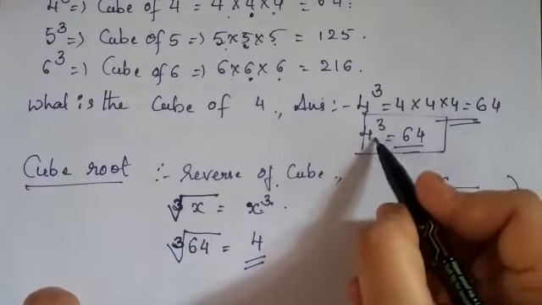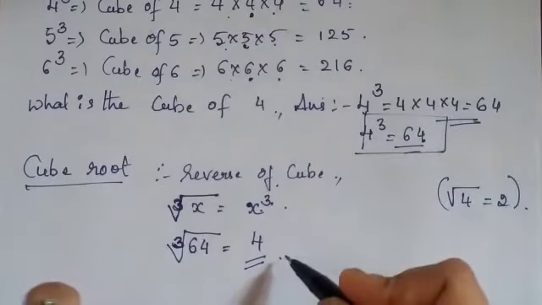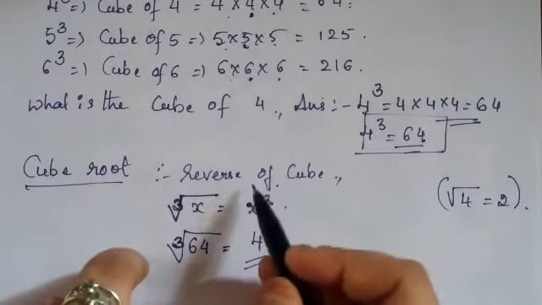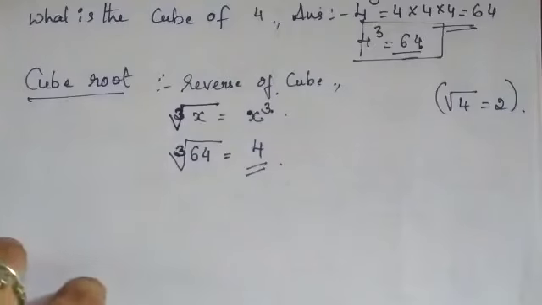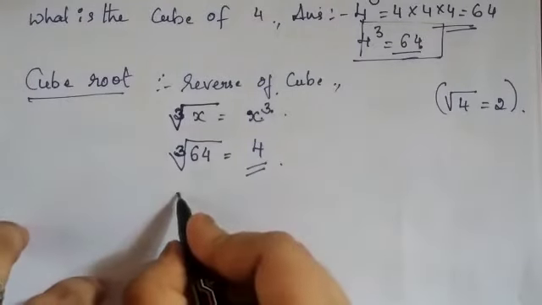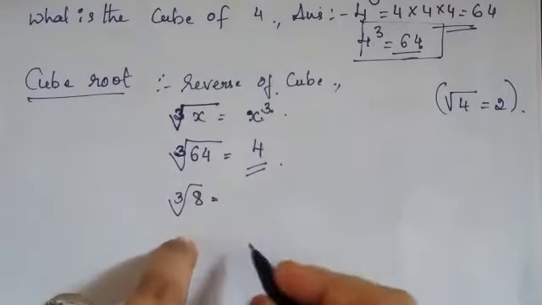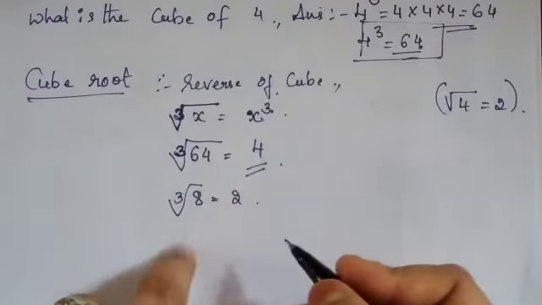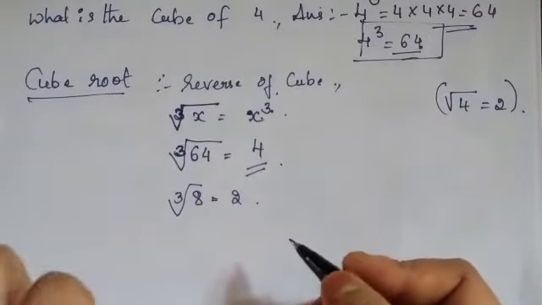What is the cube of 4? Cube of 4 is 64. Cube root of 64 is 4. Okay, what I said, cube root is the reverse of cube. So similar to that, what is the cube root of 8 is given. So cube root of 8 is 2, isn't it? So 2 cube is nothing but 8. Cube root of 8 is nothing but 2.